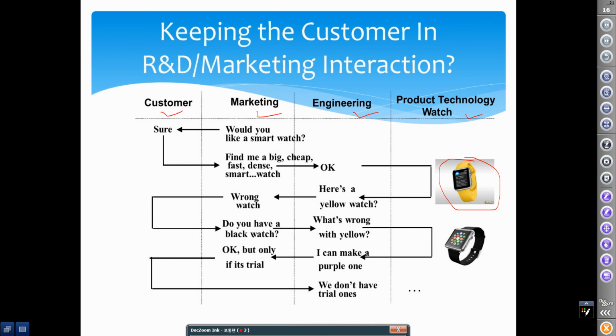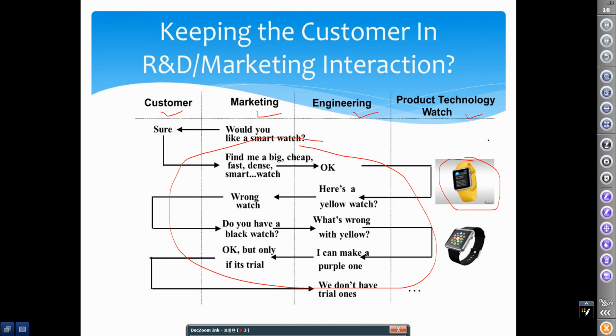Customer replies to us, do you have a black watch? We transfer this question to the engineering, what's wrong with yellow, but engineering will reply, what's wrong with yellow, and we'll try to understand that okay, if it's the wrong version, so we can prepare the proper one. And again, we ask our consumer for the marketing department, okay, but only if it's trial. And we present the result to the customer that we can provide a purple watch with trial. And the customer replies yes or no, and we also manage this activity. So you can see the example of the research and development interactions with the marketing.